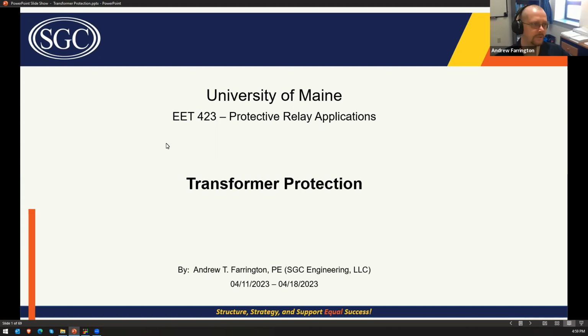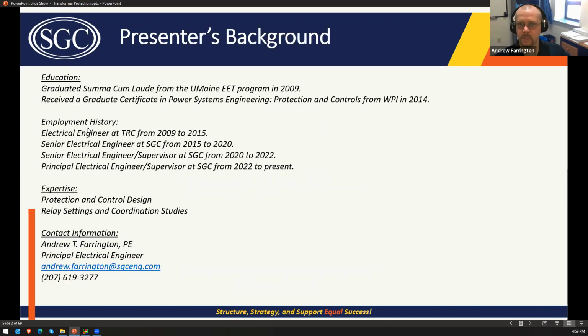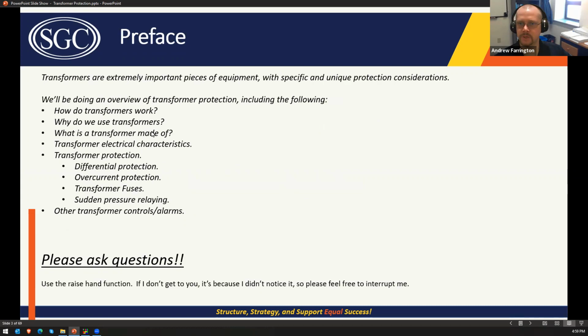Today, in the next couple of lectures, we're going to be talking about transformer protection. This will look familiar to you. I didn't change anything on my background. The preface of this lecture is transformers. Transformers are extremely important pieces of equipment, and they have specific and unique protection considerations that we protection engineers need to understand and consider as we do our protection designs and relay settings.